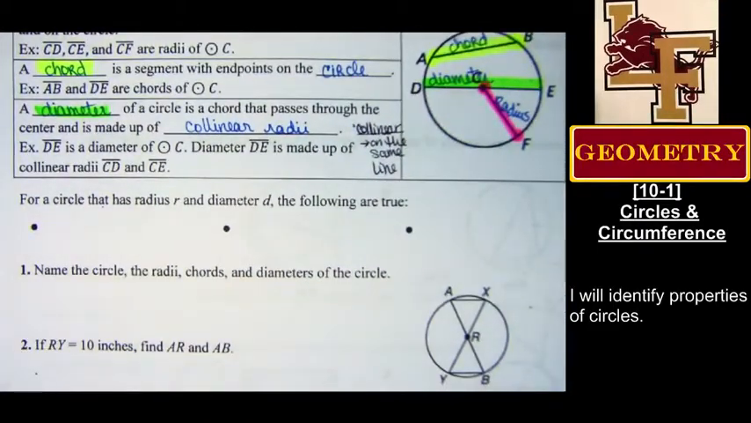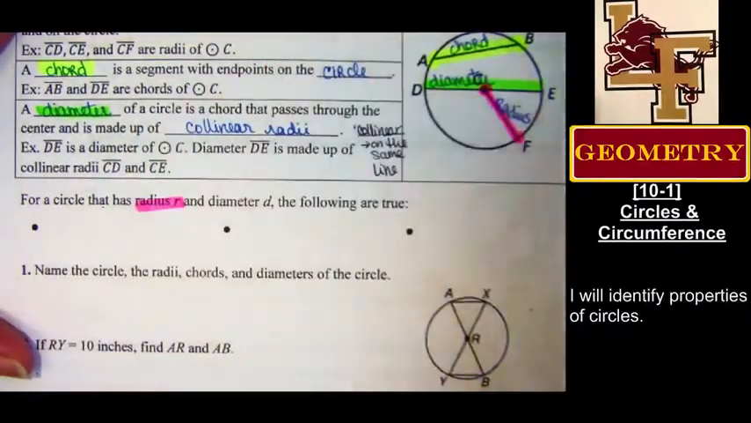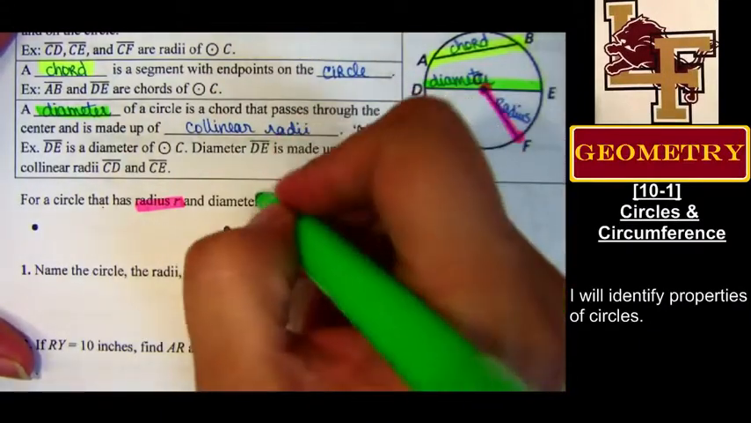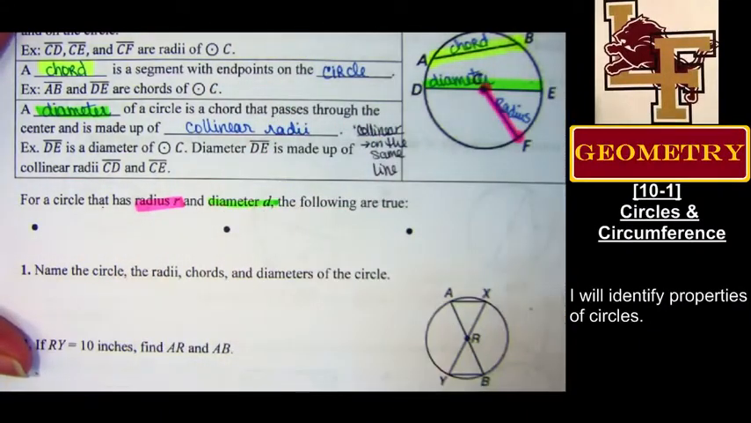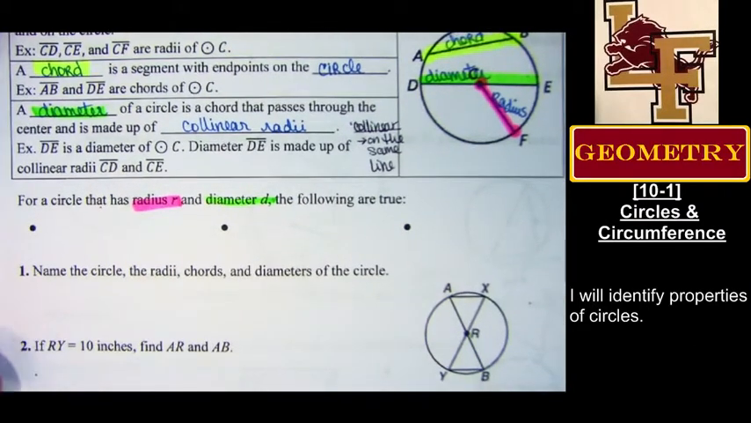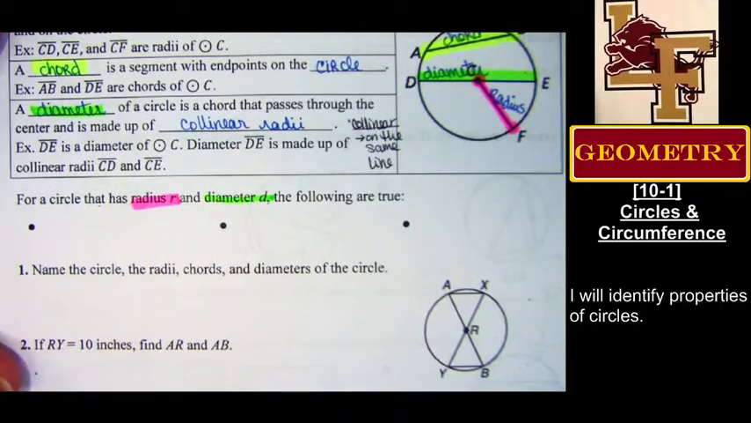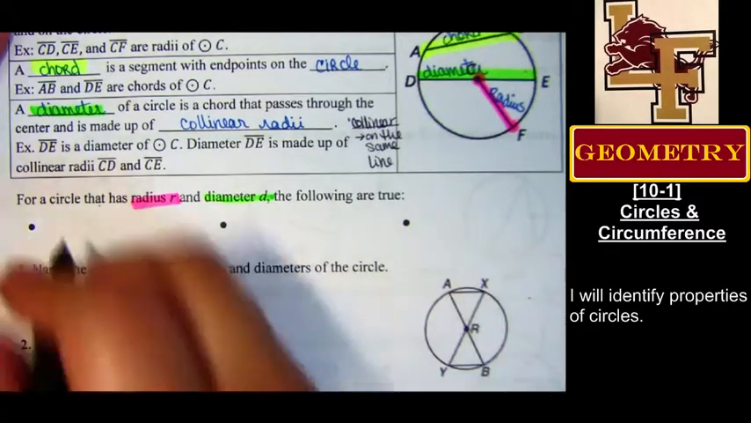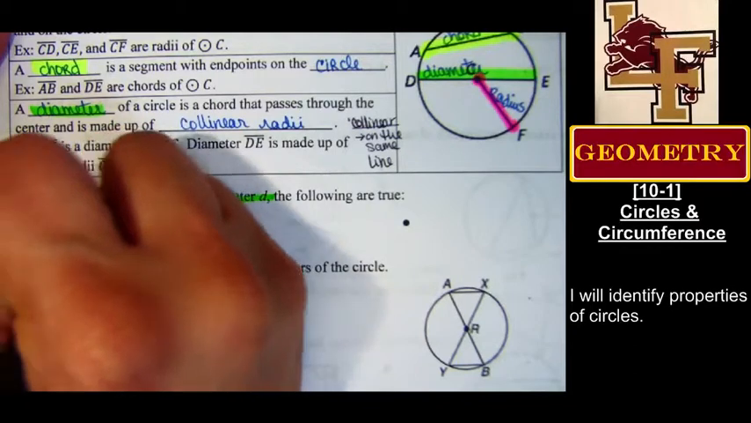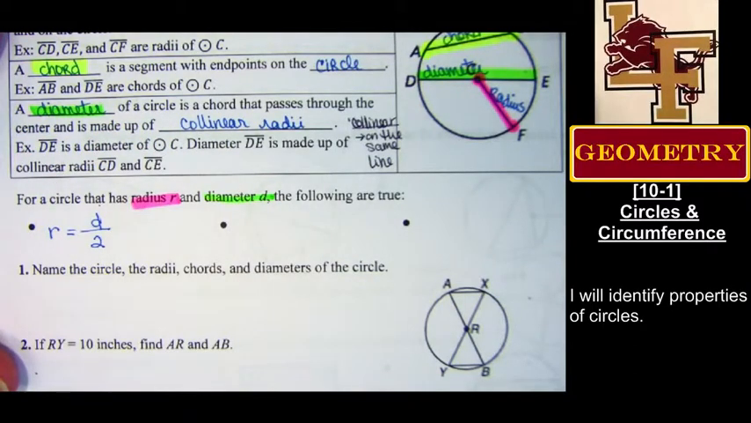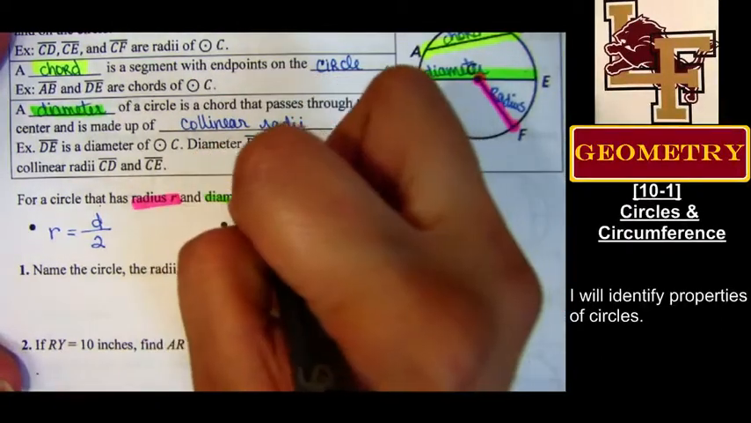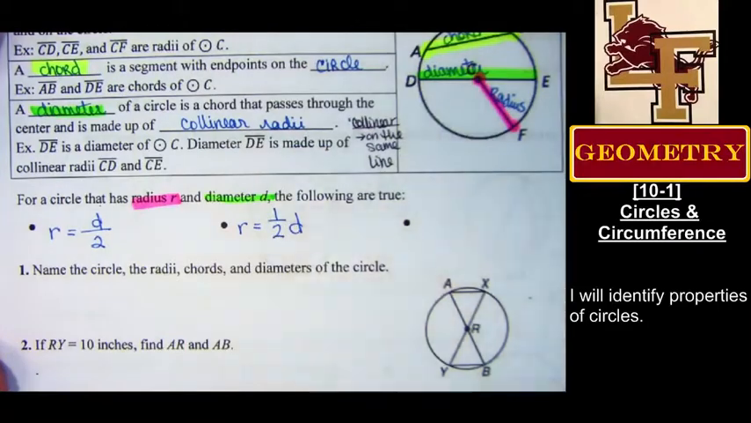For any circle that has some radius, which we'll call R, because I don't know what the measure is, and some diameter, which we'll call D, again, I don't know the measure of it, the following three equations are always true. And we get to use these anytime we want, depending on what we need. The radius is equal to the measure of the diameter divided by 2. The radius is equal to half of the diameter, so the diameter times 1/2. That's the same as divide by 2.